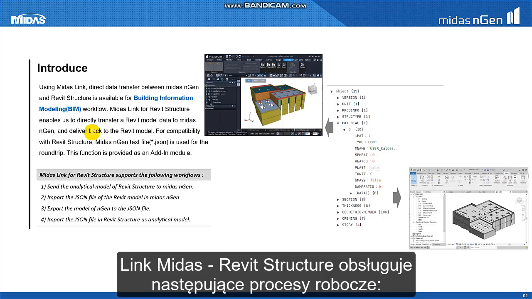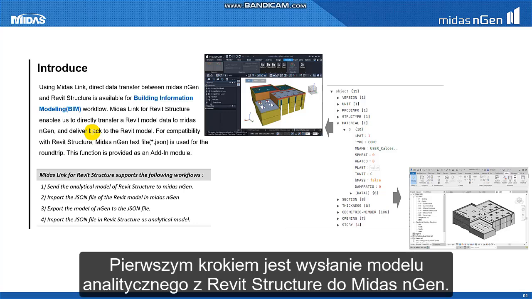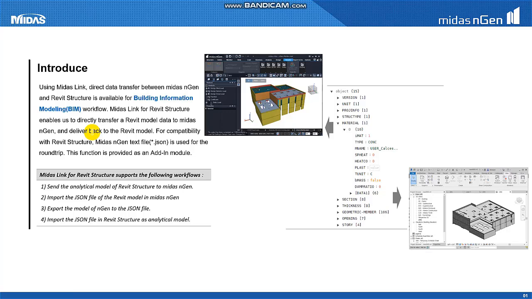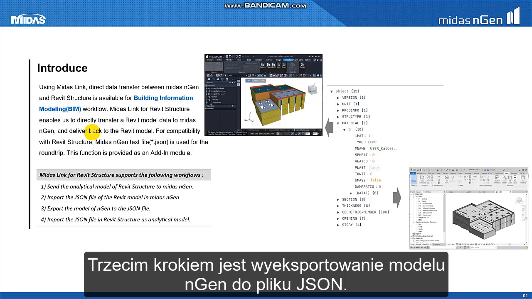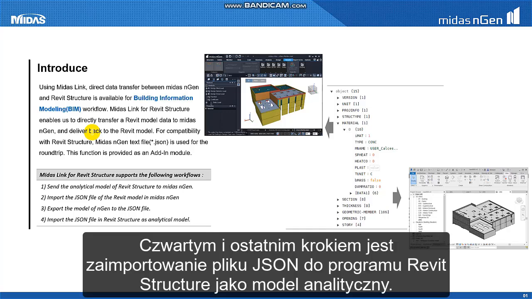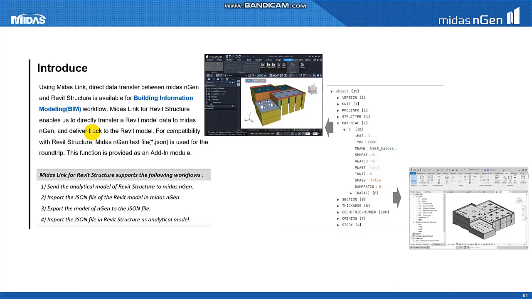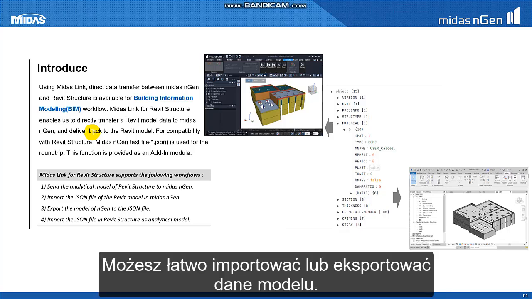Midas link for Revit Structure supports the following workflows. The first step is to send the analytical model of Revit Structure to Midas engine. The second step is to import the JSON file of the Revit model in Midas engine. The third step is to export the model of engine to the JSON file. The last step is to import the JSON file in Revit Structure as an analytical model. Using Midas link, you can import or export the model data easily.